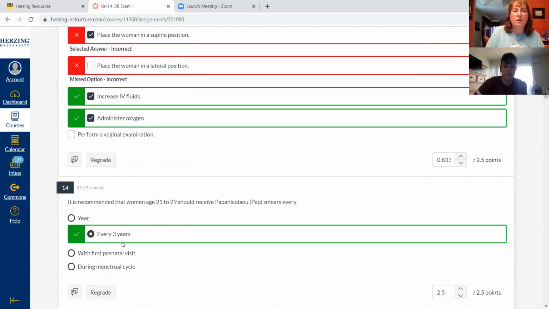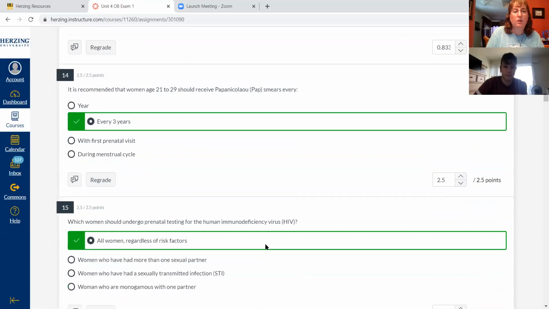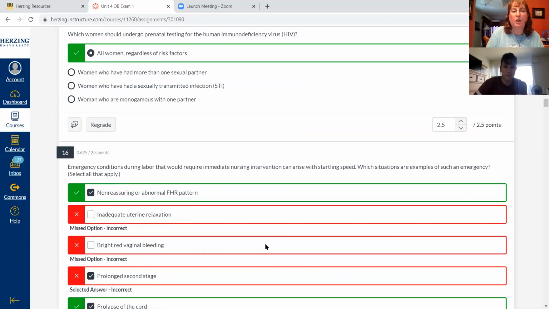All right, and then we got this about the pap smear. We got that. Okay, here's another one. I think this is emergency conditions during labor that would require immediate nursing intervention, like you need to do something quick. Which situations are examples of this?